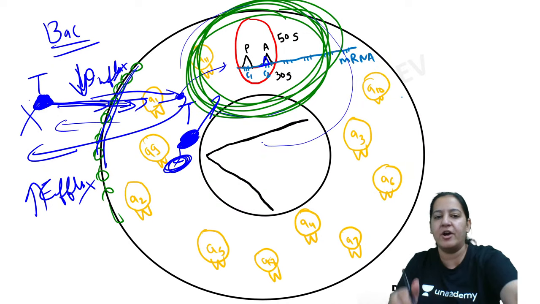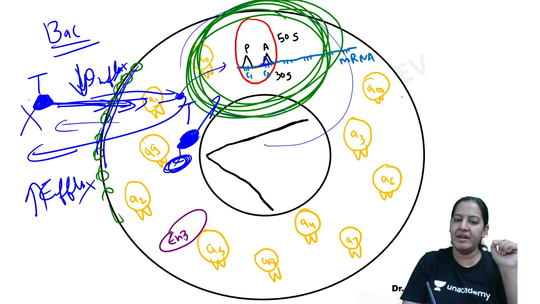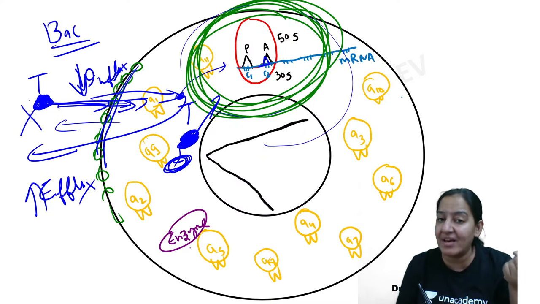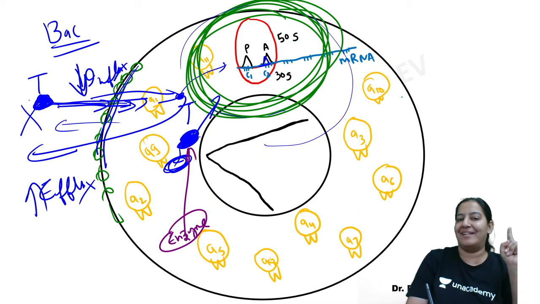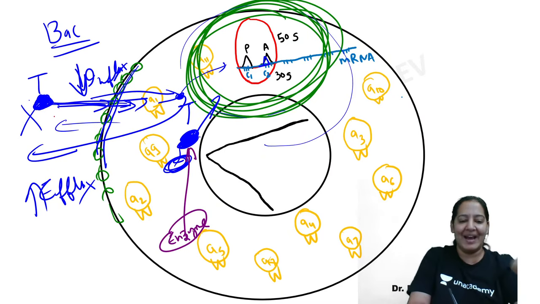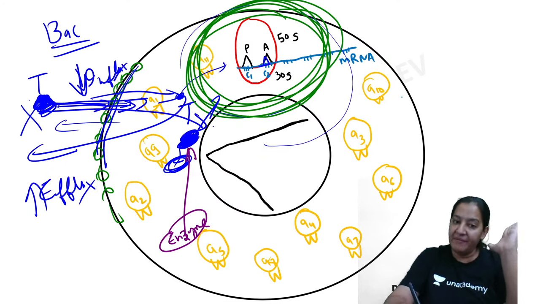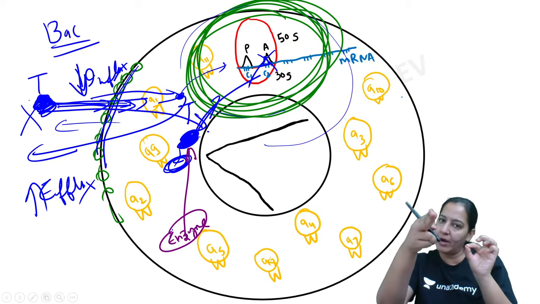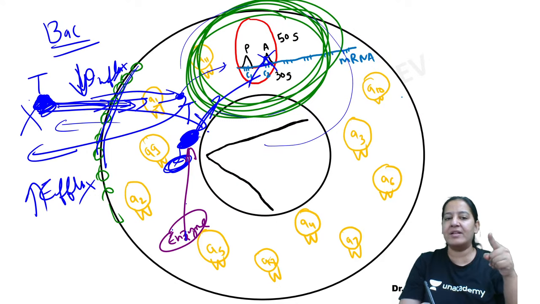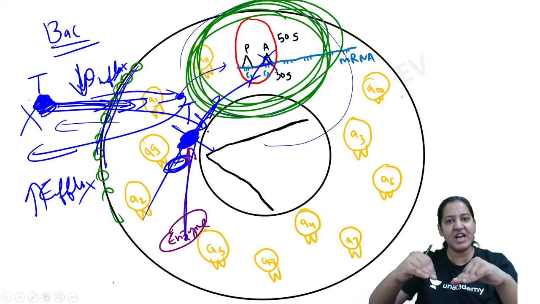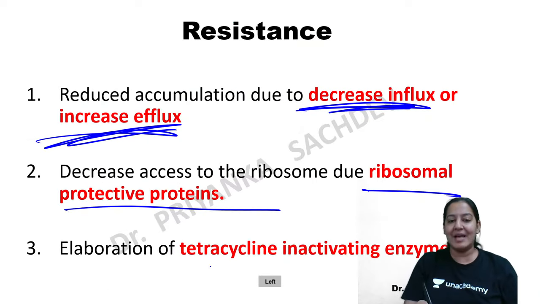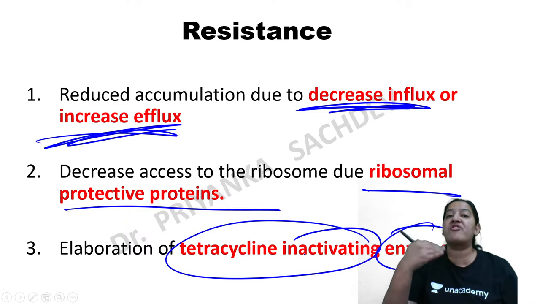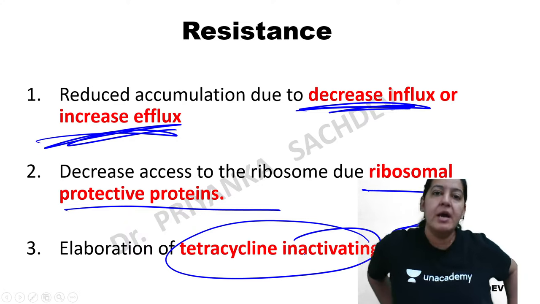So the third mechanism: bacteria will form an enzyme inside. The name of the enzyme is tetracyclinase. That enzyme will degrade the tetracycline. As soon as tetracycline enters the bacterial cell, before it goes and acts on the ribosome, the enzyme is already ready. As soon as it enters, it is shot down like with a gun. Before tetracycline shows its action, the enzyme is degrading it. That is known as enzyme formation. The name of the enzyme is tetracycline inactivating enzyme, the tetracyclinase enzyme, just like penicillinase. Give me a thumbs up if you got it.